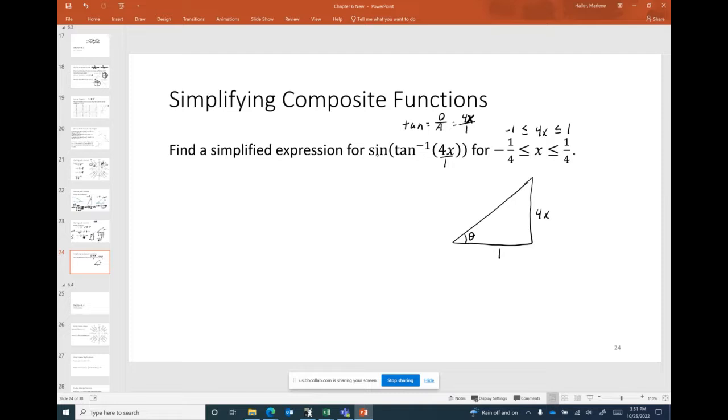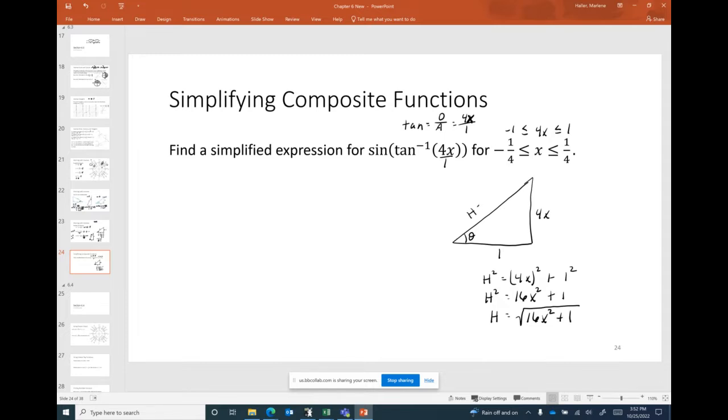Now if I want to find the sine of this angle, I'm going to need opposite over hypotenuse. So I'll need to solve for that hypotenuse with the Pythagorean theorem. The hypotenuse squared is equal to leg squared, that'd be 4x is one of the legs, plus 1 squared. Let's simplify a little bit. 4x squared, of course, is 16x squared when we square the whole 4x. 1 squared is just 1. Now take the square root. H is going to be the square root of 16x squared plus 1.